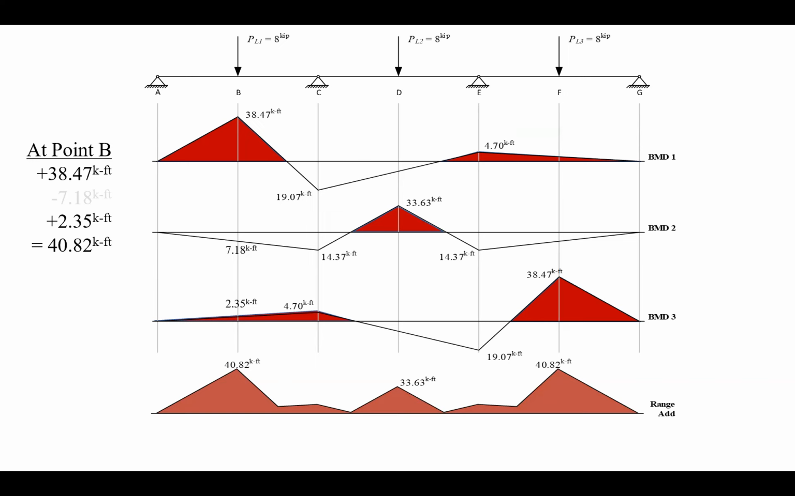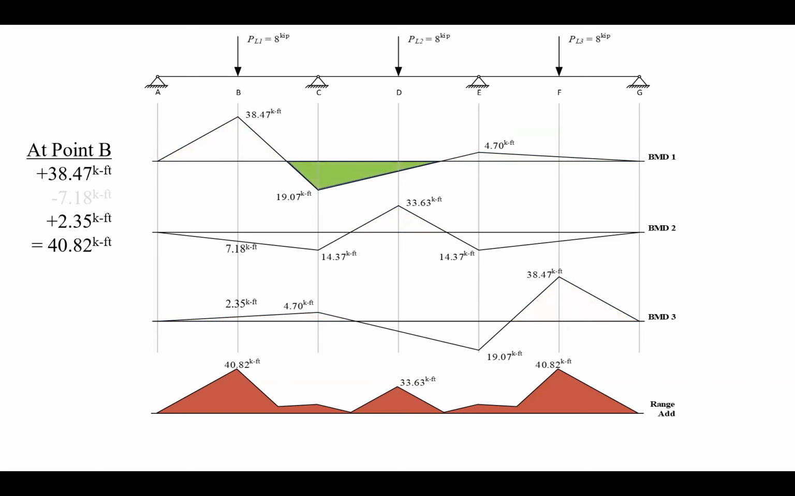But it doesn't only do it just for positive output. It also does the same thing for negative output. It'll go through again now and say, okay, I have negative results in span one in that range. I'm sorry, bending moment diagram number one in that range. I have negative results for bending moment diagram number two in that range, and negative results for bending moment diagram number three in that range.